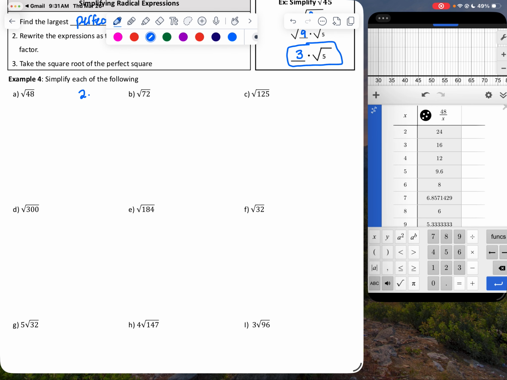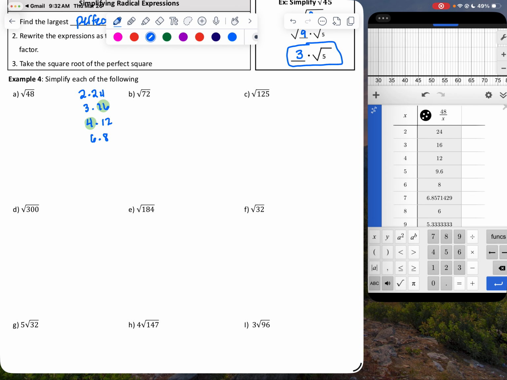So 2 times 24, 3 times 16, 4 times 12. 5 is not a factor because that gives a decimal. 6 times 8. 7 is not a factor. And then we have 8 times 6. Once you get to a repeat, you're done. There are no more factors. Then what you do is you highlight any perfect squares. So I have a 16 and a 4. So those are our two perfect square factors, all right?